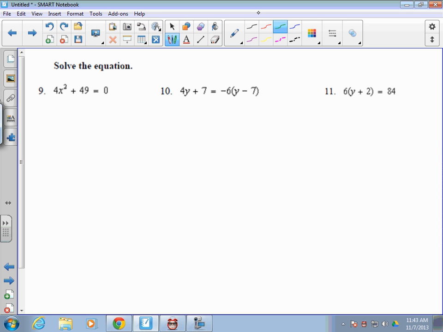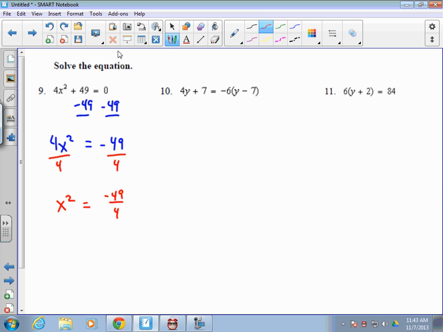4x squared plus 49 equals 0. Undo plus 49 by subtracting it on both sides. So we have 4x squared equals negative 49. Undo 4 times something by dividing by 4 on both sides. So you have x squared equals negative 49 over 4.